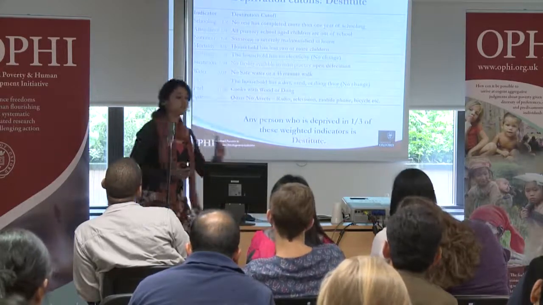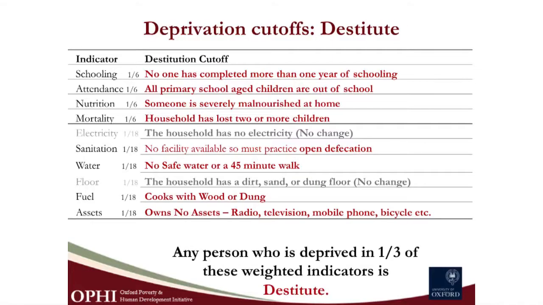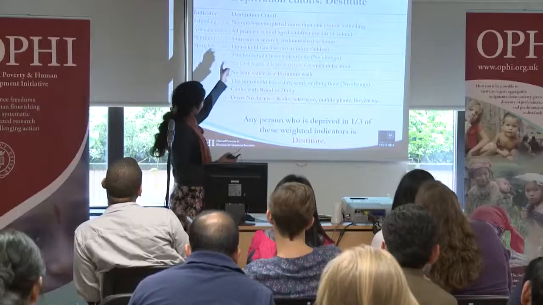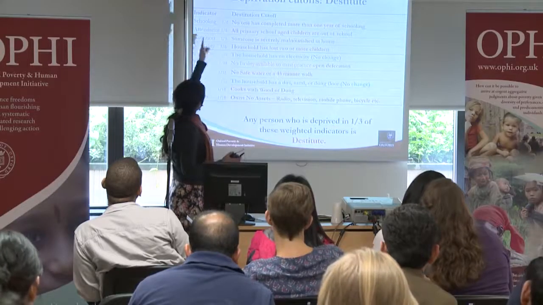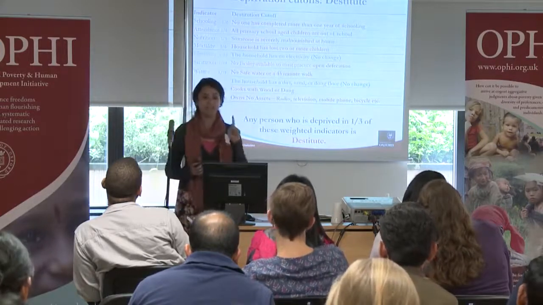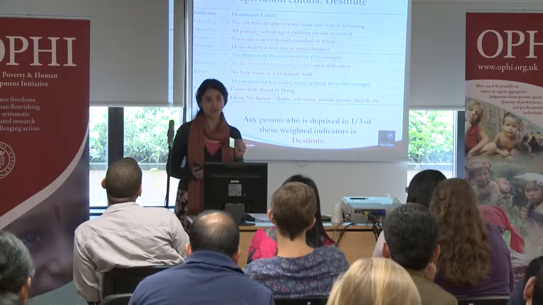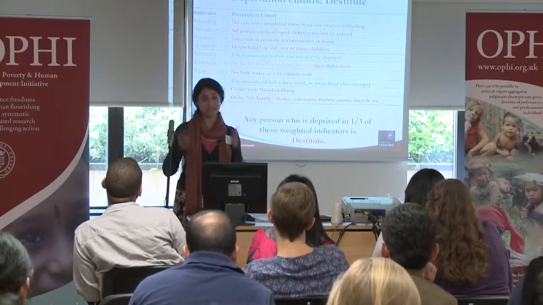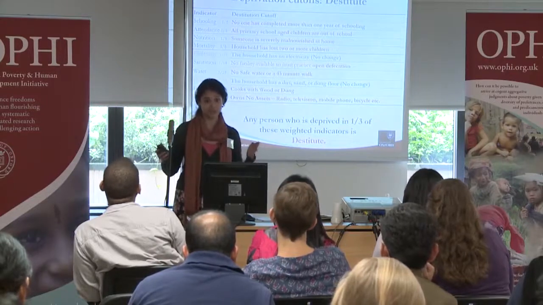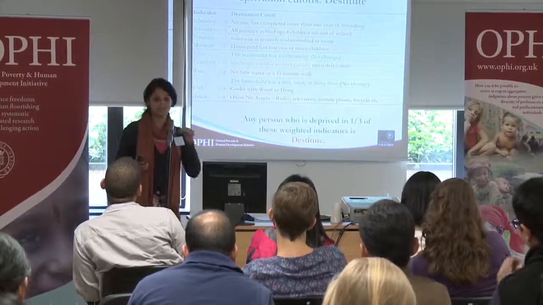Just to give you an example, I'm not going to go through this entire list because it's all there on our website and we are going to discuss this more. In the case of the MPI, let's use attendance as an example. In the case of attendance in the MPI, if at least one child was not attending school within the first 8 years of universal or compulsory education, we identified the household as MPI deprived in that indicator.